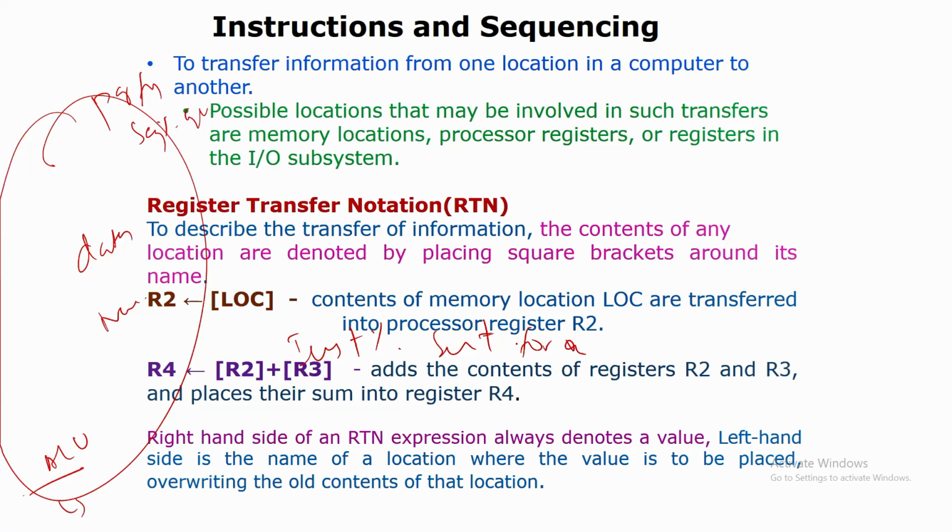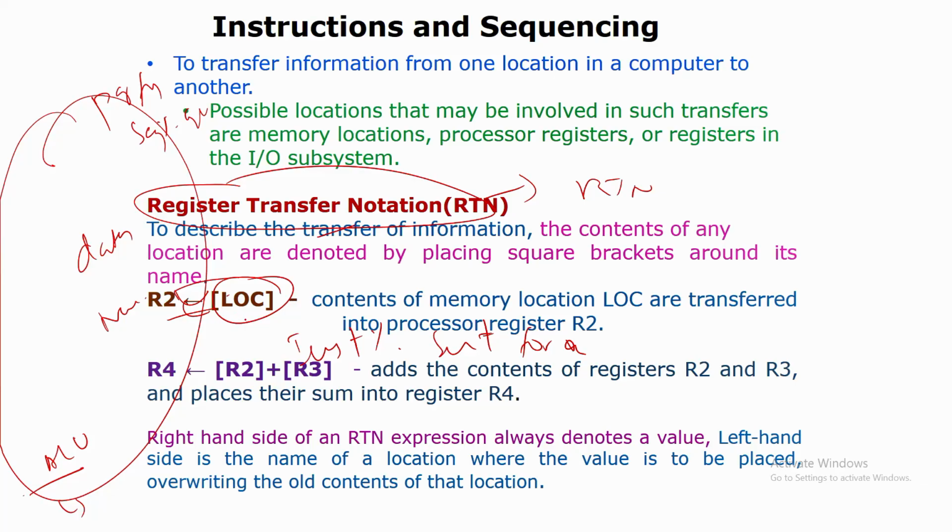Next, we need to get a clear picture of RTN, register transfer notation. Register transfer notation is mainly for the internal movement of data across or within a computer system. From this square bracket of R2, which means the location LOC goes to R2, it indicates that the content stored in the memory location LOC is transferred to the processor register R2.